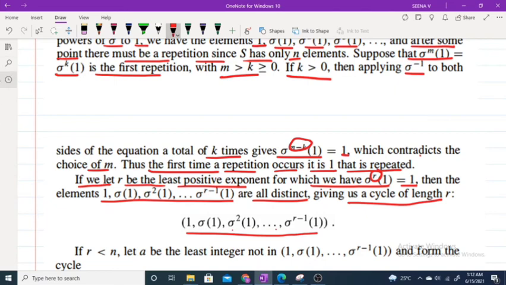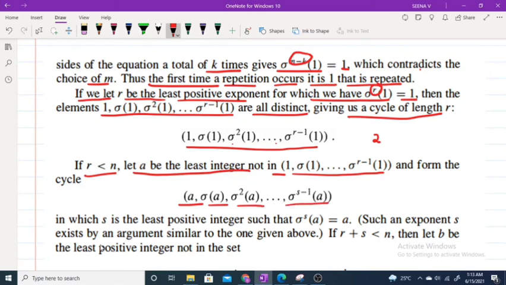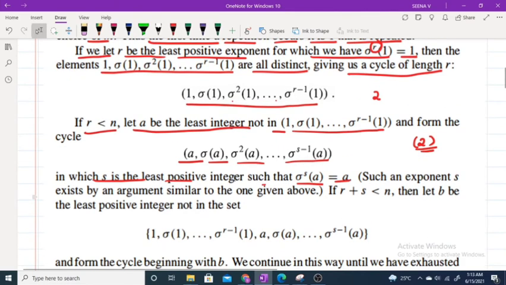If r is less than n, that means the number of elements is less than n, let a be the least integer not in 1, σ(1), etc., σ^(r-1)(1). In our case the number is 2. Then consider the cycle a, σ(a), etc., σ^(s-1)(a), in which s is the least positive integer with σ^s(a) equal to a. In our case only one element. Then choose an element that is not in the set.